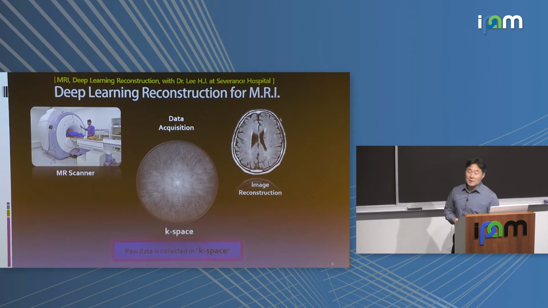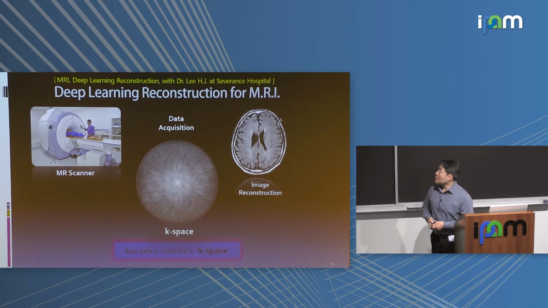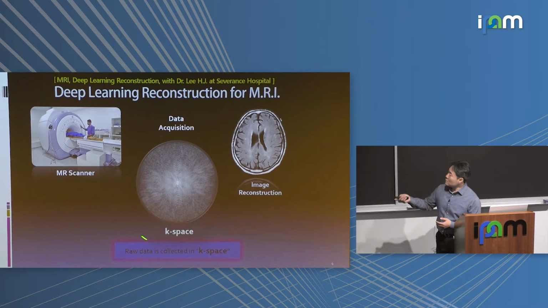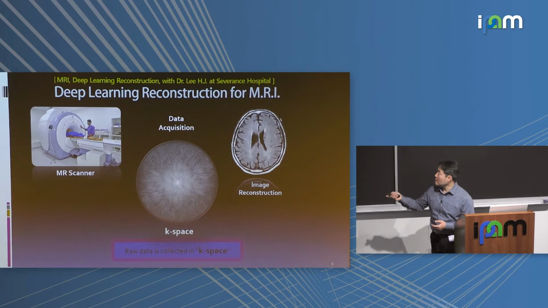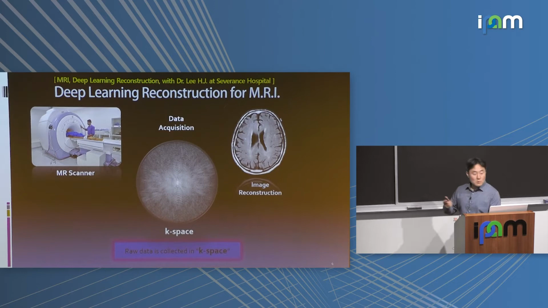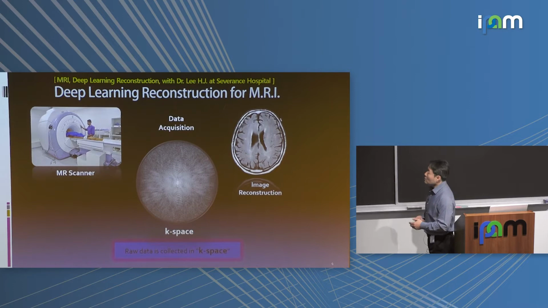Instead, it acquires the raw data, which is the Fourier transform version of this image. And this raw data has to be acquired sequentially, or line by line, in this frequency domain, the K-space. So that's why the speed of MR scanning is low.